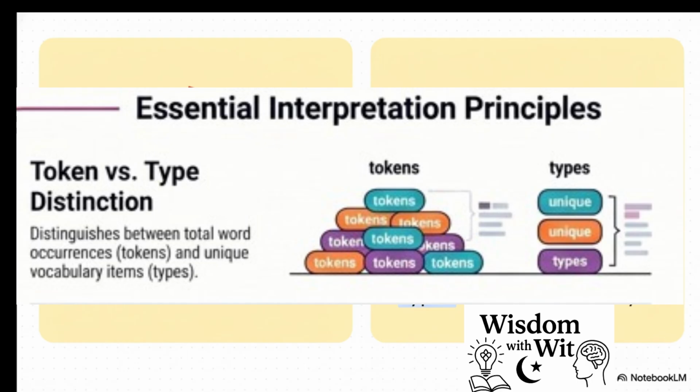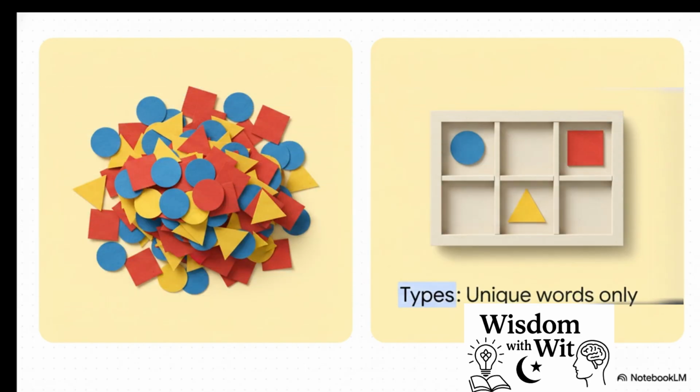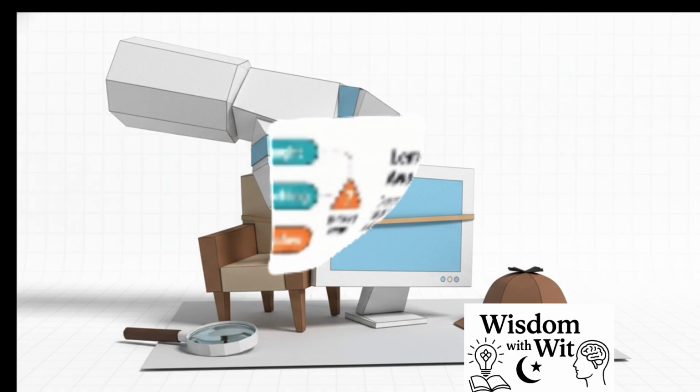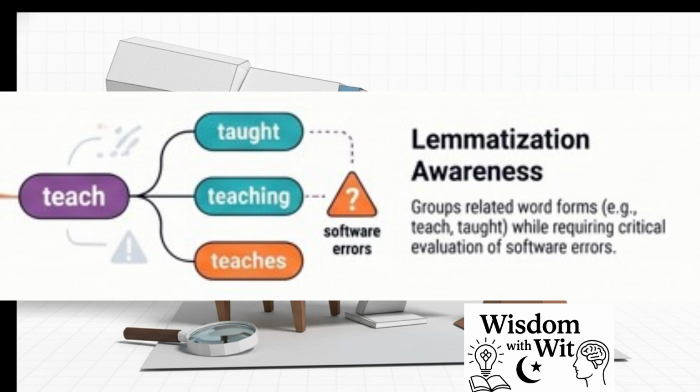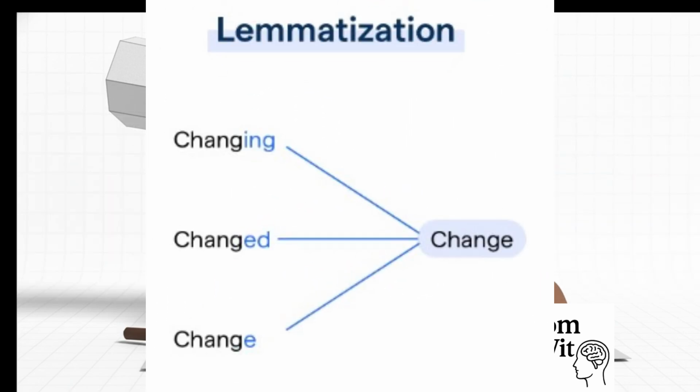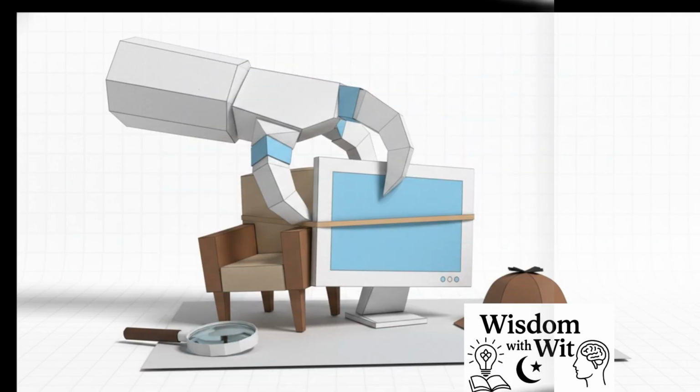The trap is that raw token counts can falsely inflate repetition without actually showing you the true variety of vocabulary being used. And the final trap is blindly trusting your software's automatic lemmatization. Lemmatization is just when the program groups similar words together, like throwing teach, teaches, and taught under the base word teach. Super helpful, but the software definitely makes mistakes.